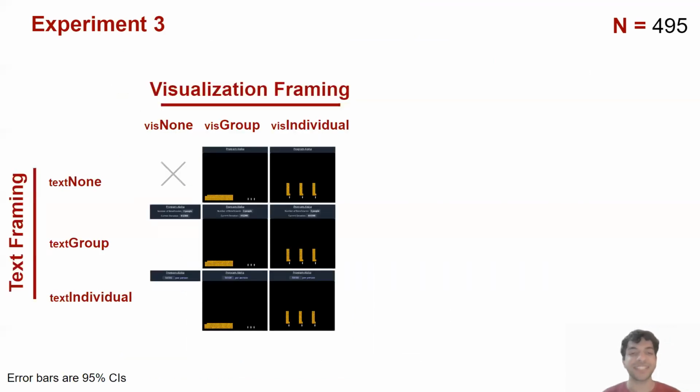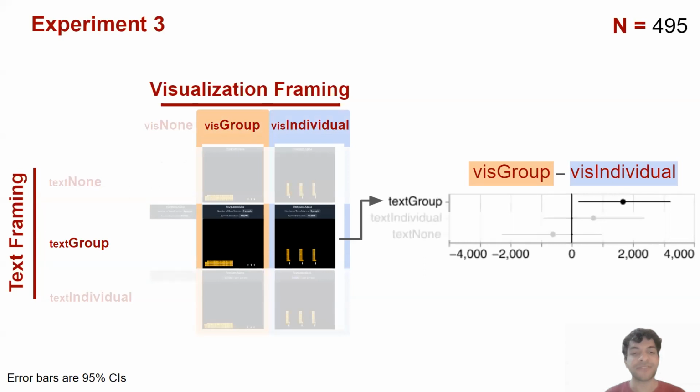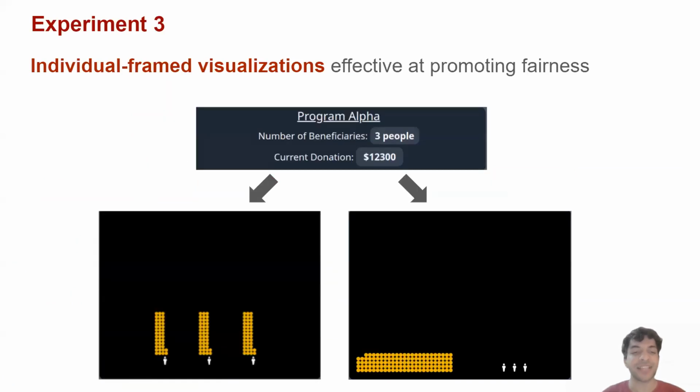We performed statistical contrasts to understand the relationship between text framing and visualization framing. We only report the main results here, though. Contrasting visualization framing, we found that when text was framed per group, people were less unfair when the visualization present was framed per individual. This was the case even when the group frame text was by itself. We find that we may be able to potentially curb unfair allocations that may be caused by group text framing effects, specifically through individual framed visualizations.